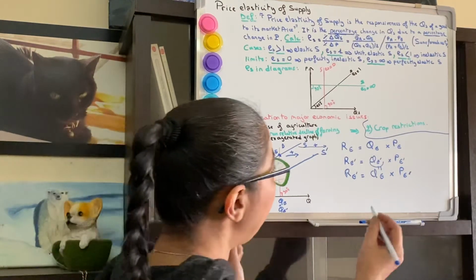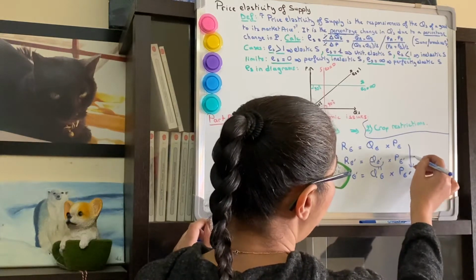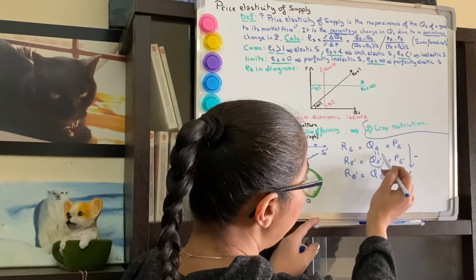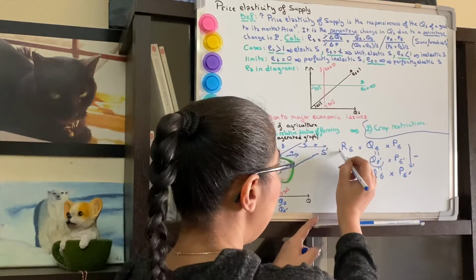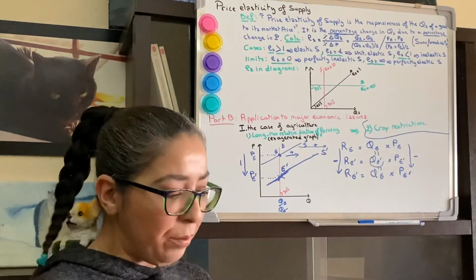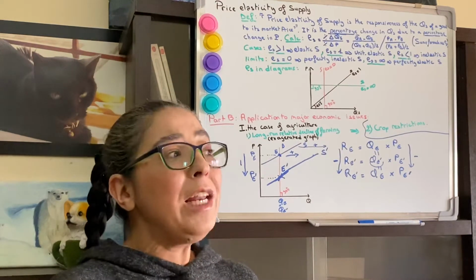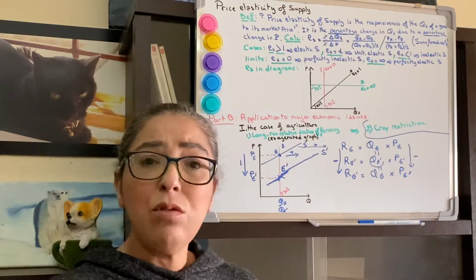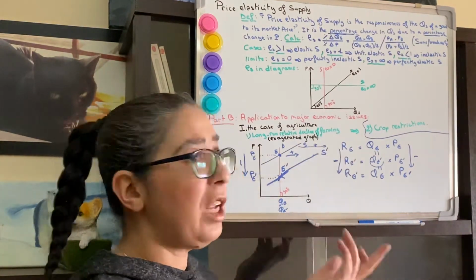So what's going to happen to the revenue? PE decreased to reach PE prime, while the quantity is the same. So what's going to happen to the revenue? It's going to decrease. Okay? So that's what's happening to farmers. When they produce a lot more, they actually lose income. They lose money from their revenues.